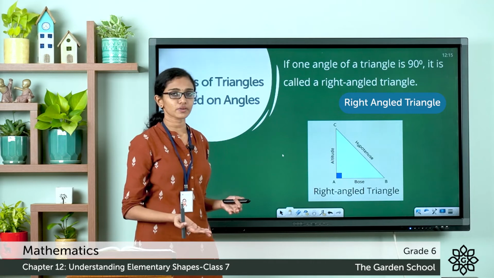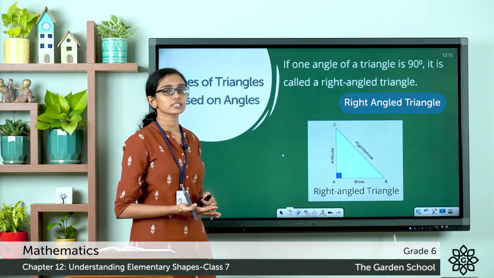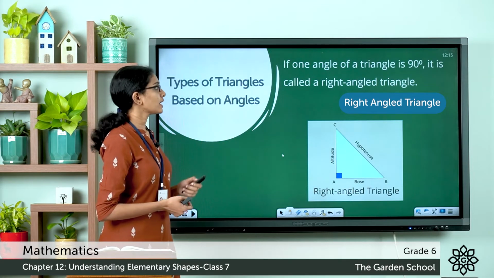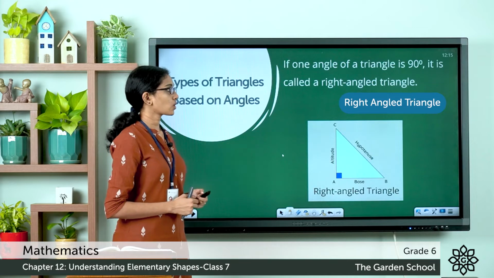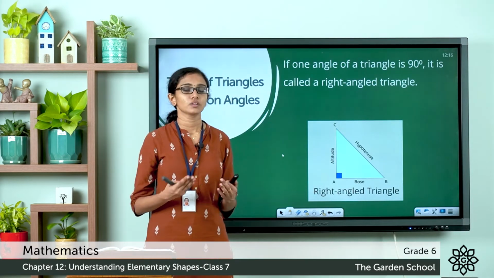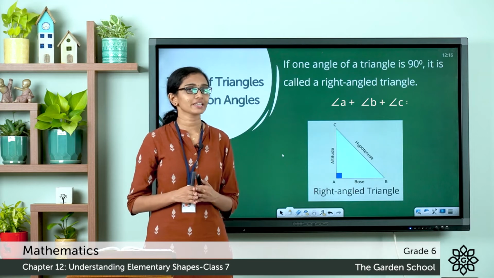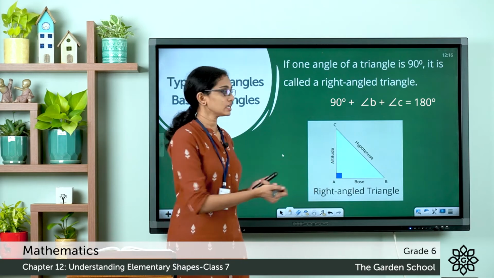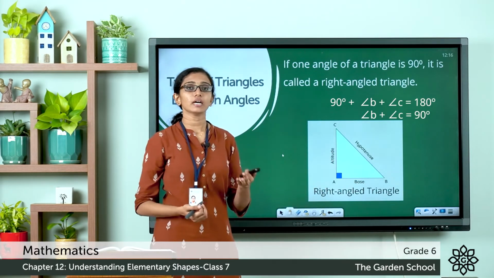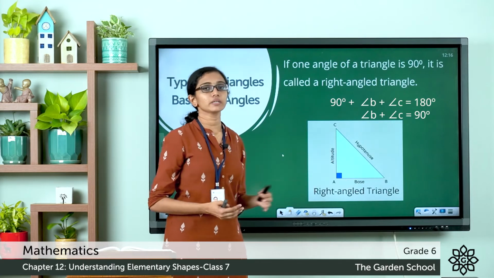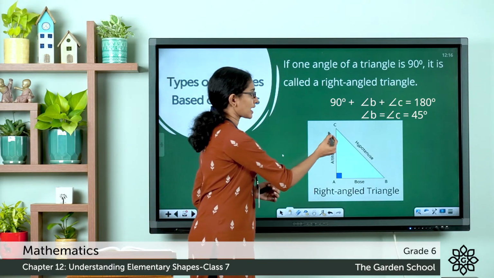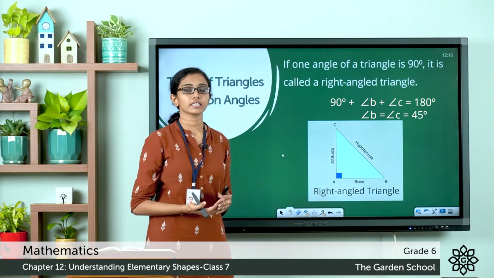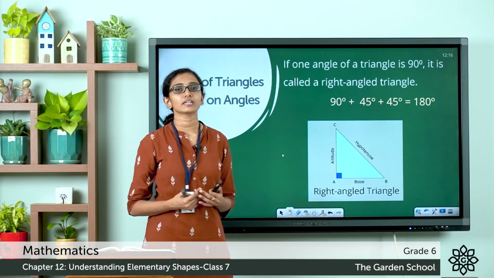triangle. So when you have a triangle in which one of the angles is a right angle, you call that a right angle triangle. Let's say that again. If one angle of a triangle is 90 degree, it is called a right angled triangle. We know in any triangle, the sum of the interior angles will be equal to 180 degree. So if one angle is 90 degree, the sum of the other two angles will also be 90 degree, or each angle will be equal to 45 degree. So this angle will be 45 degree, this angle will be 45 degree, whereas this one is 90 degree, and hence the total will be equal to 180 degree.